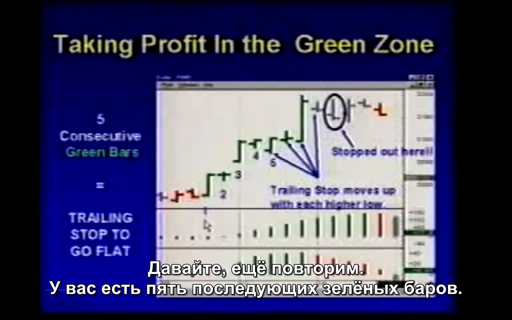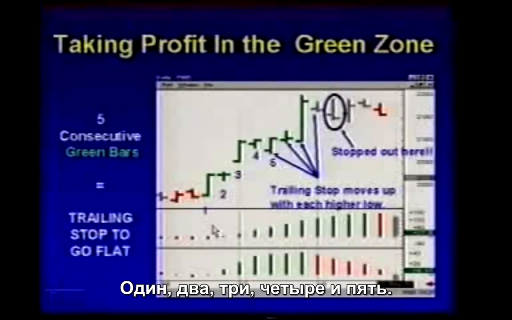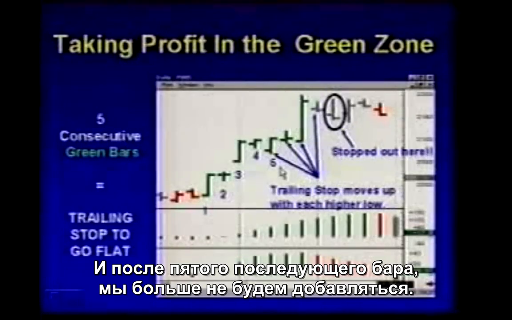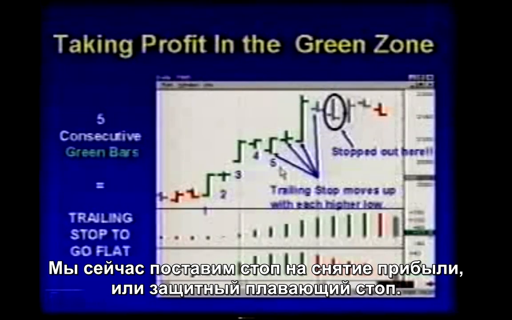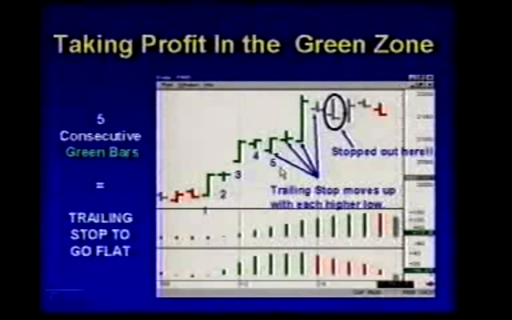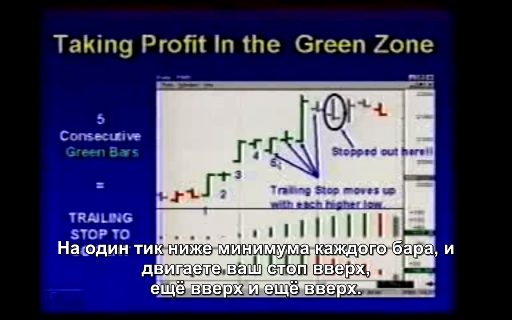Okay, so let's review that one more time. You have 5 consecutive green bars, 1, 2, 3, 4, and 5. Then after the 5th consecutive green bar, we will not add on anymore, and we will now place a profit-taking stop, or a protective trailing stop, 1 tick below the low of each bar. Moves up, and it moves up.